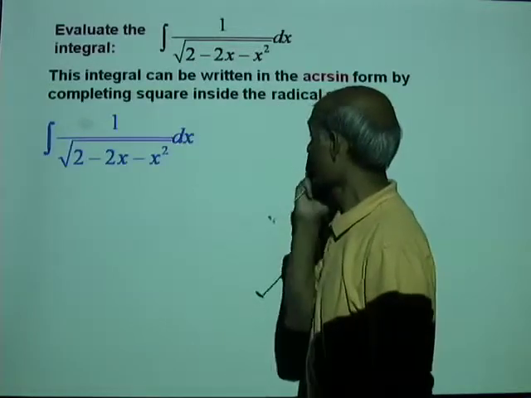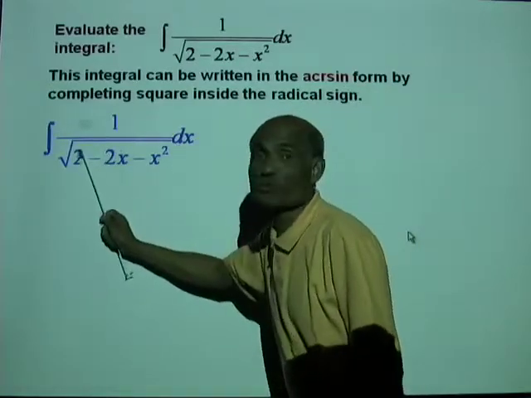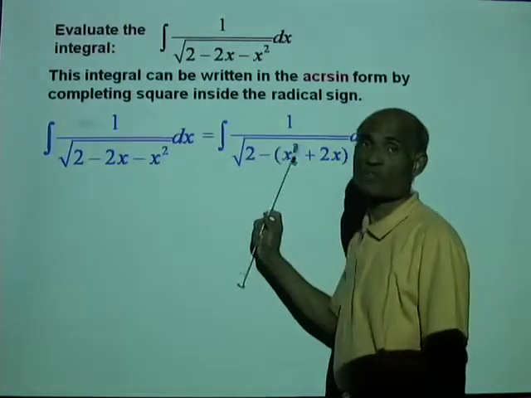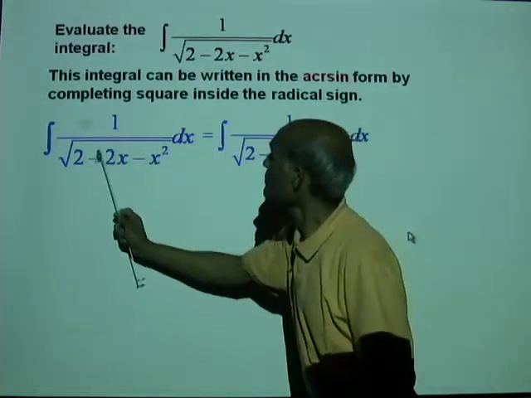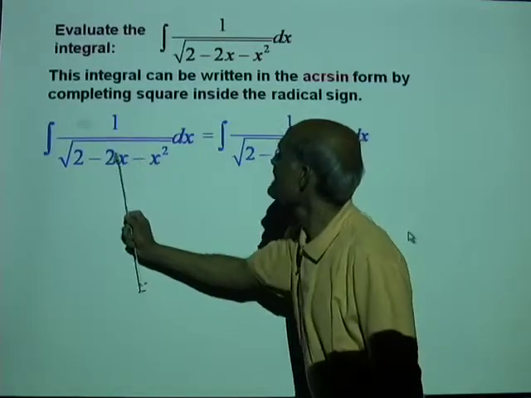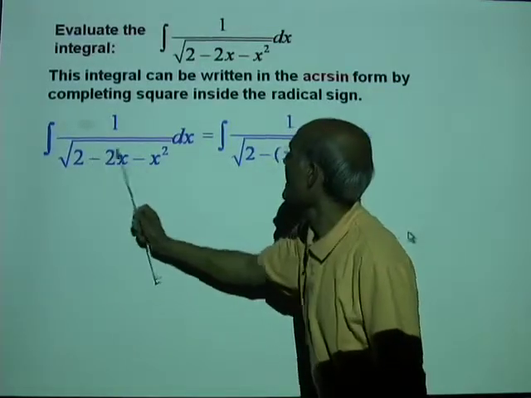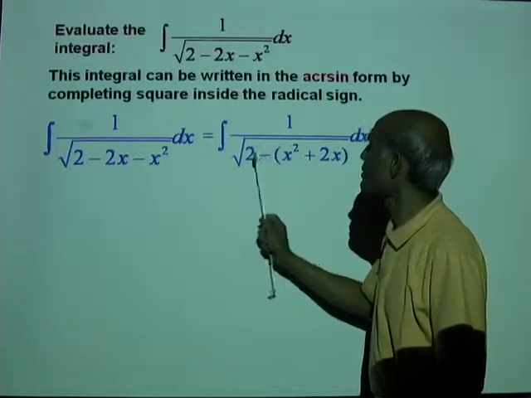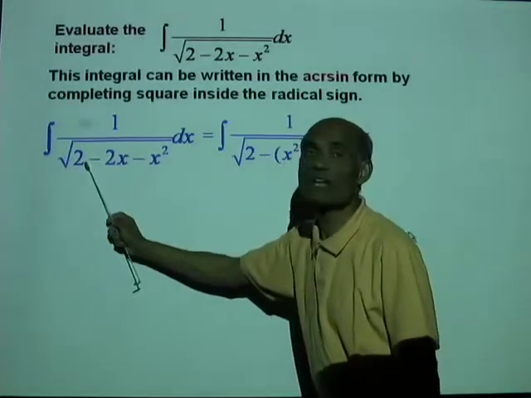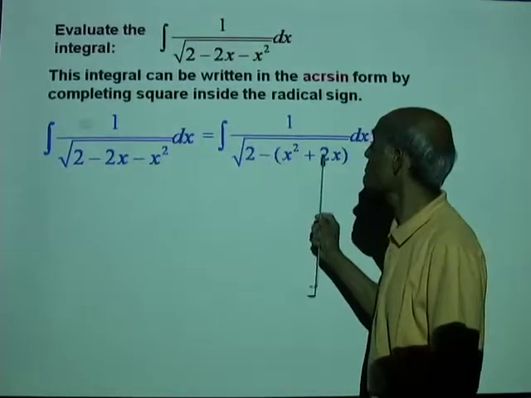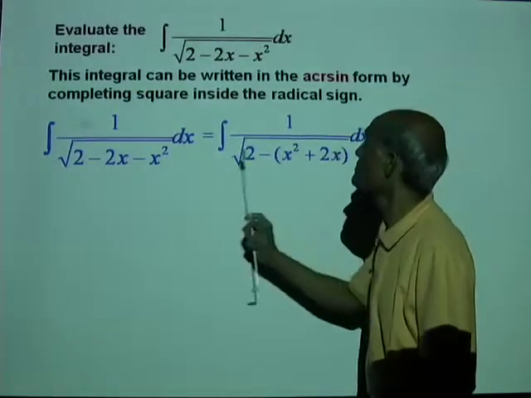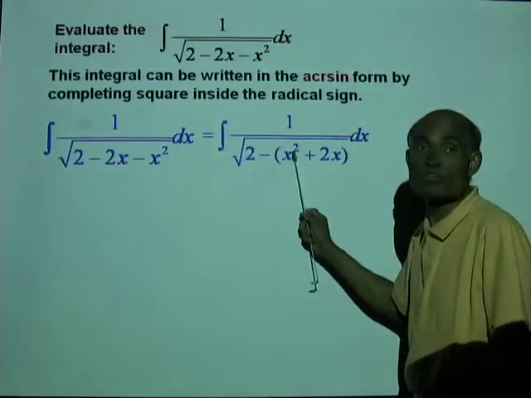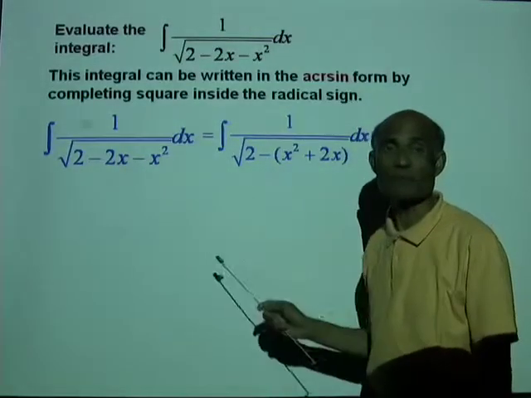Let's do that. So, what is this equal to? Inside the radical, we're going to complete the square. And look at the way I'm going to do that. First, I factored out a negative sign, and I wrote under the square root 2 minus, after factoring the negative sign, x squared plus 2x, with the negative sign outside. If you distribute the negative sign, you get that.